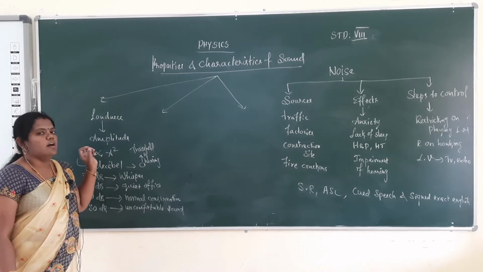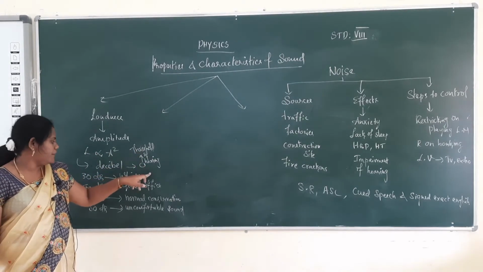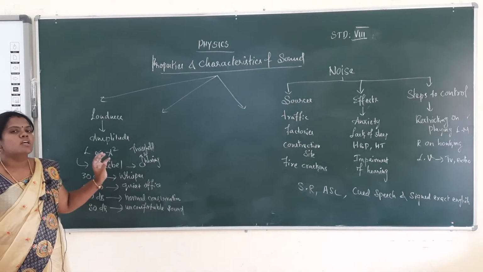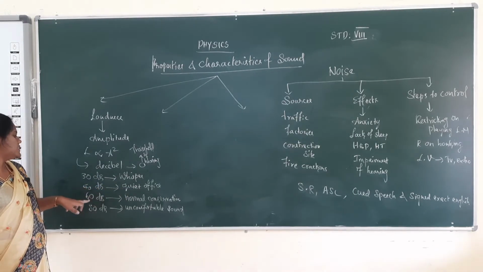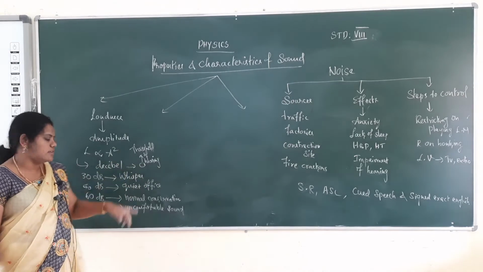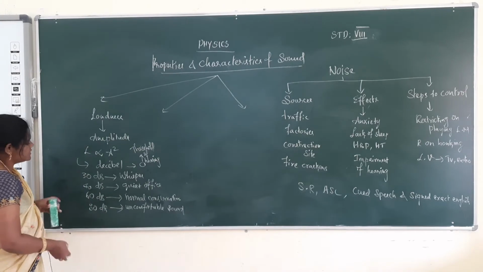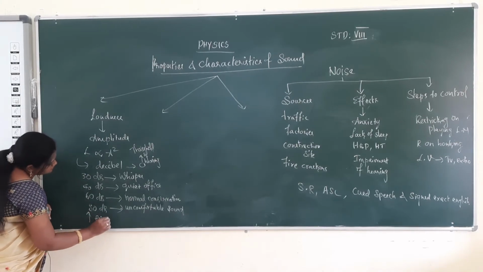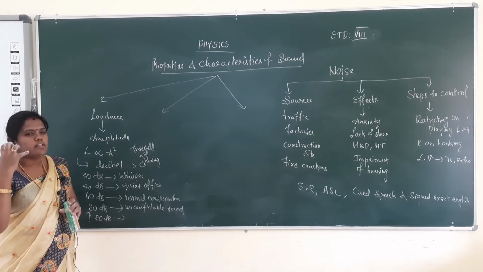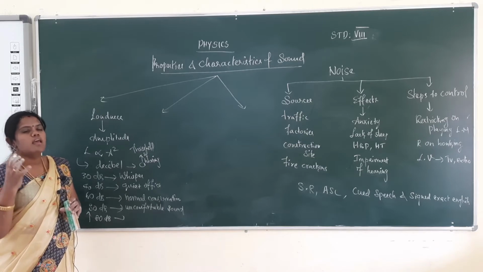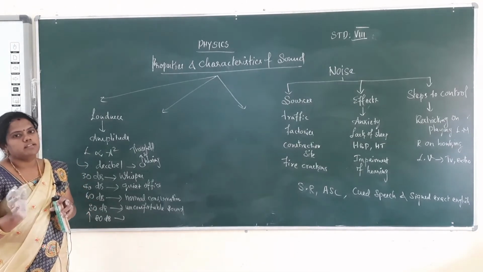So loudness is explained in the unit of decibel. 0 is the threshold of hearing, 30 decibel whisper, quiet office 40 decibel, 60 decibel is normal conversation, and 80 decibel shouting is an uncomfortable sound. Above 80 decibel, the sound is not comfortable for your ears, and after you hear 80 decibel sound, your ear will be impaired. Impairment means hearing loss.